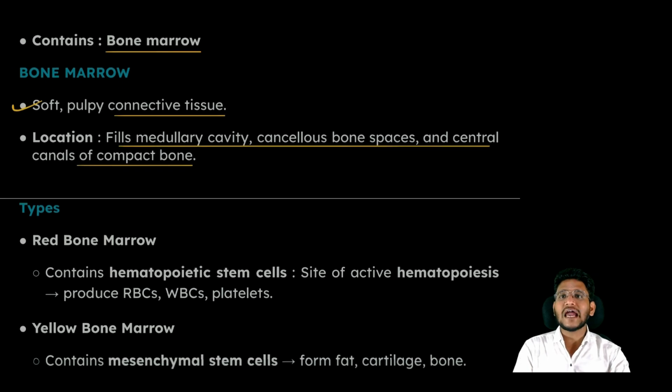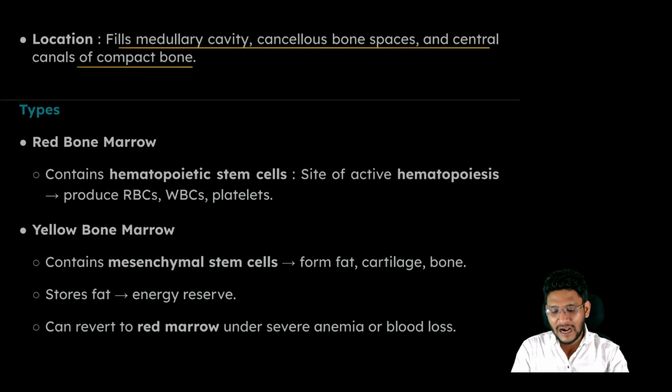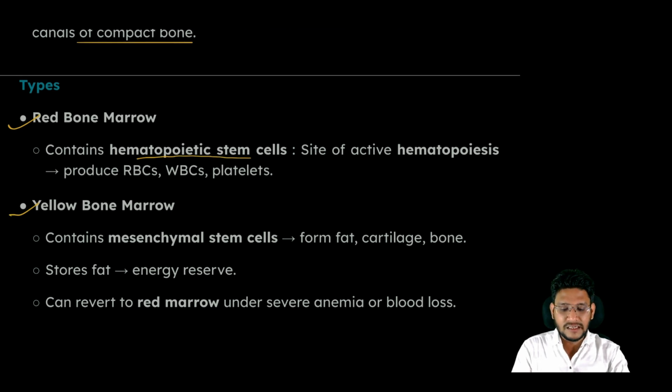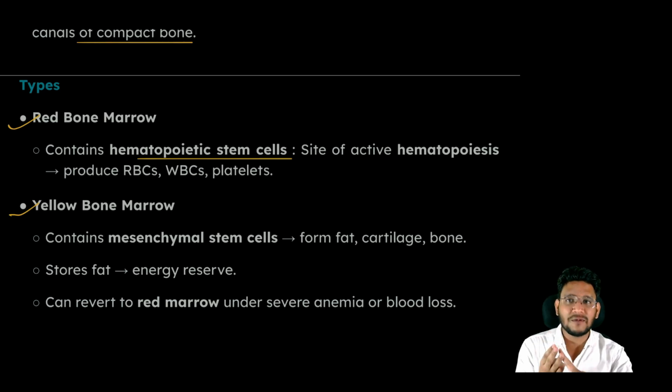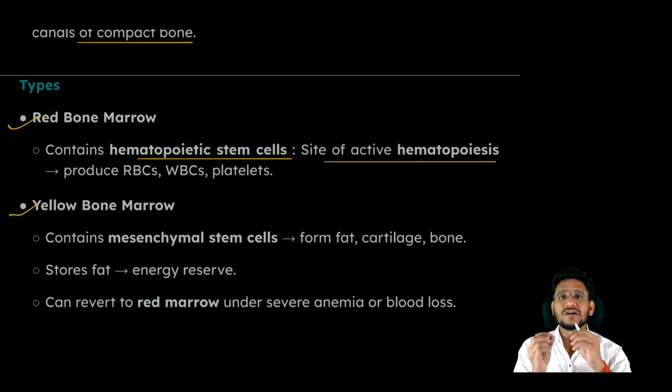We have two types of bone marrow, red bone marrow and yellow bone marrow. Red bone marrow contains the hematopoietic stem cells, and these cells have the capacity to produce blood cells like RBC, WBC and platelets. So due to the presence of hematopoietic stem cells, red bone marrow is the active site for hematopoiesis, the production of blood cells. That's why it is also called the hematopoietic site.